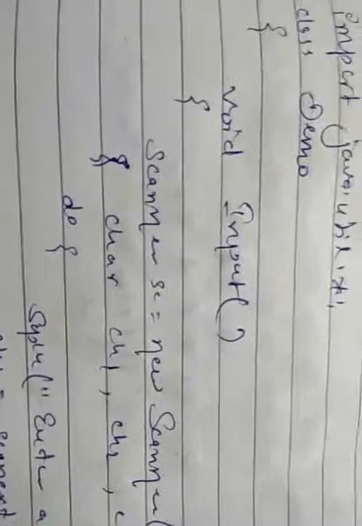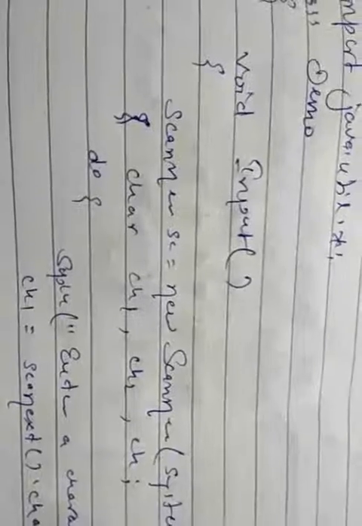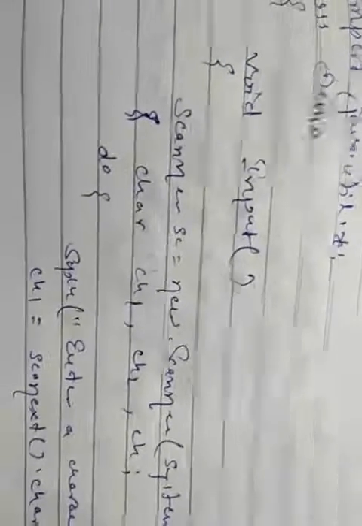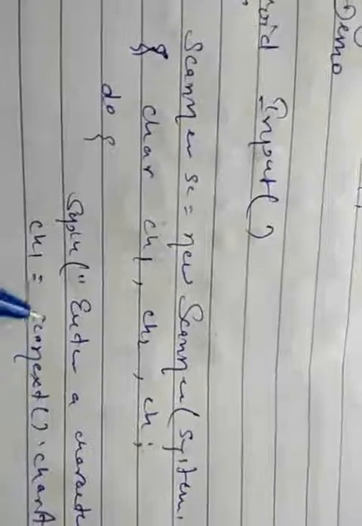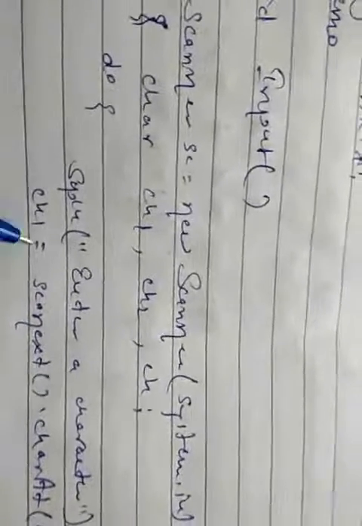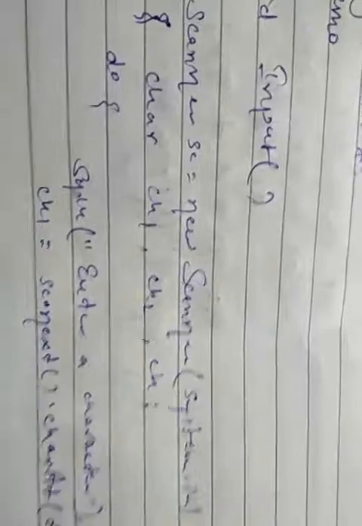So class Demo, void input, Scanner sc equals new Scanner, char ch1 for the input character, ch2 for the output character, and ch for the choice. We are using here the do while loop because the user will have at least one input. So enter a character, sc.next().charAt(0). So this is the input statement for the character, so the character is input in ch1.